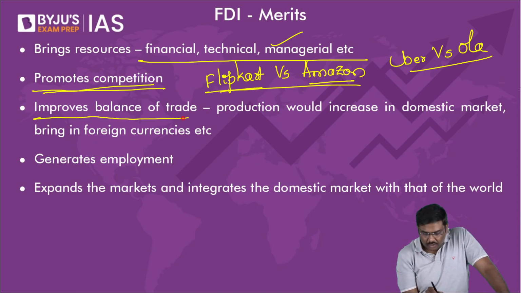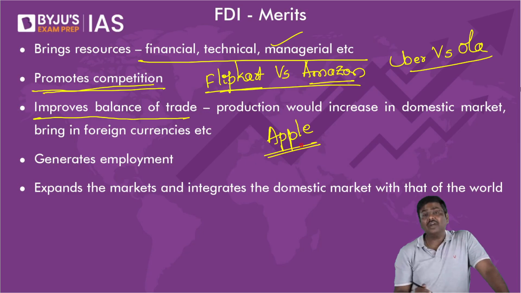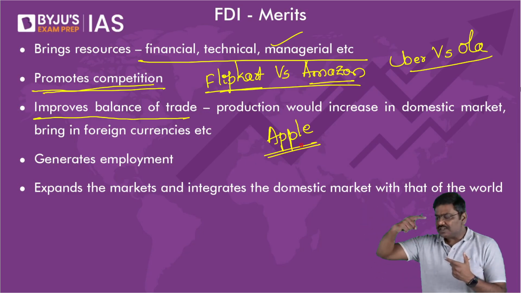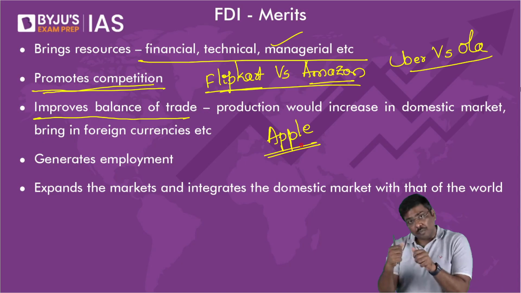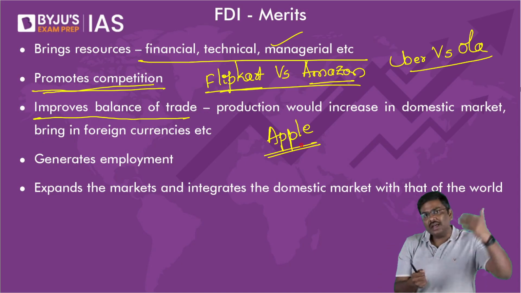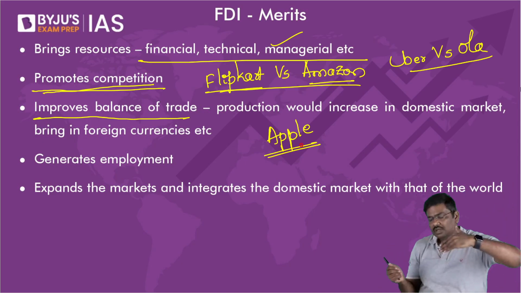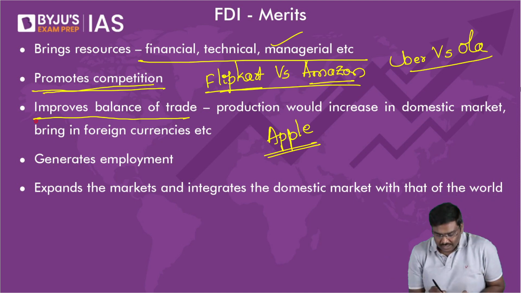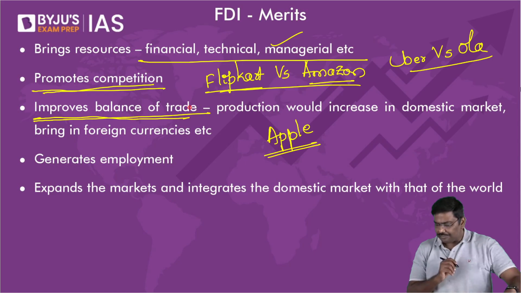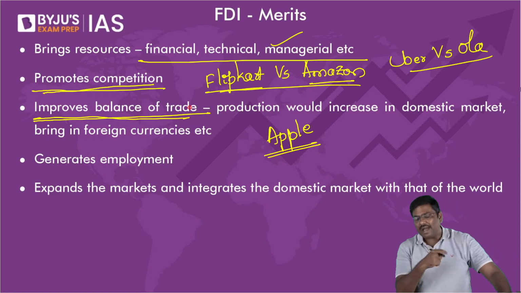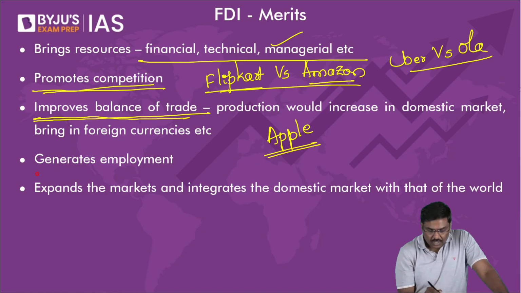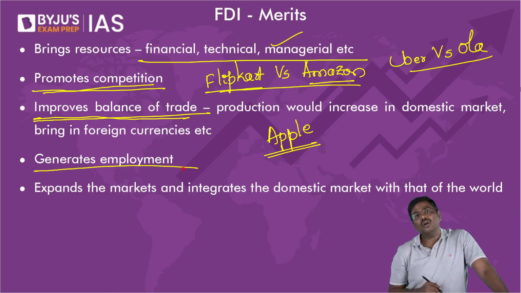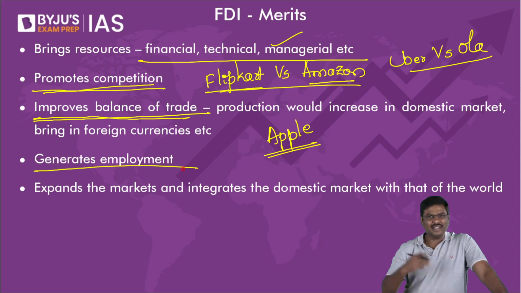Third one, it will improve the balance of trade. Let me take the example of Apple. Apple has invested in India. It is manufacturing mobile phones in India, which means rather than importing these mobile phones, we are producing and we are exporting these mobile phones. Is it improving balance of trade or not? Of course, yes.